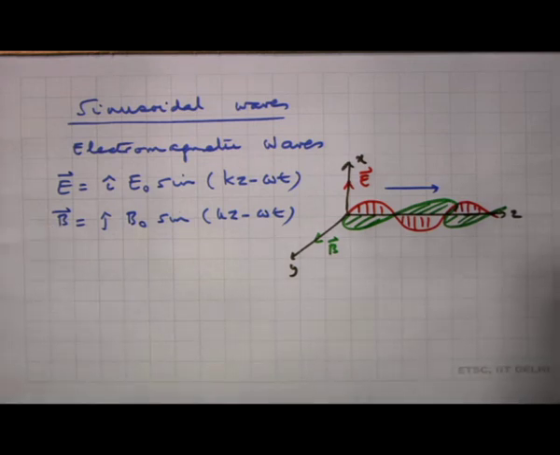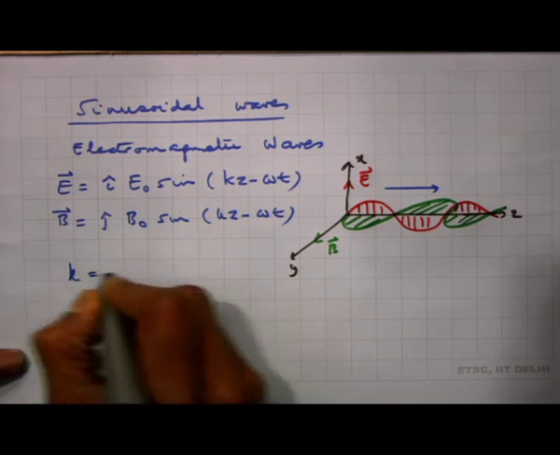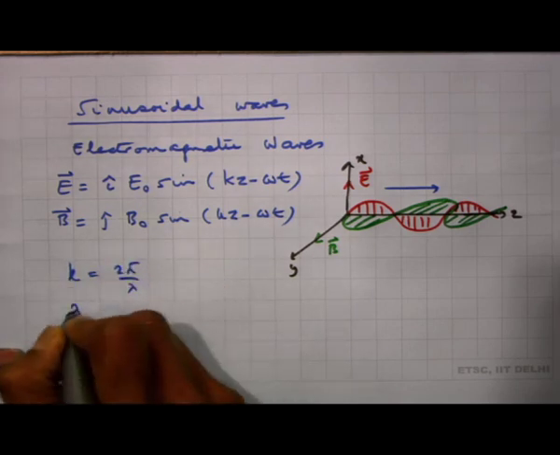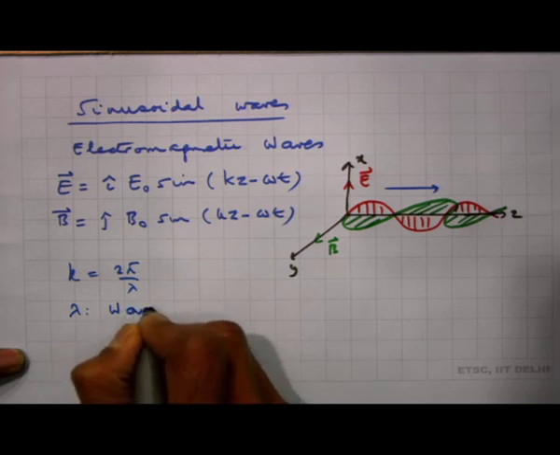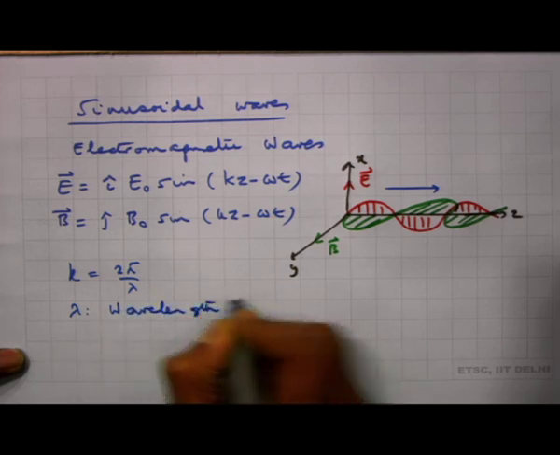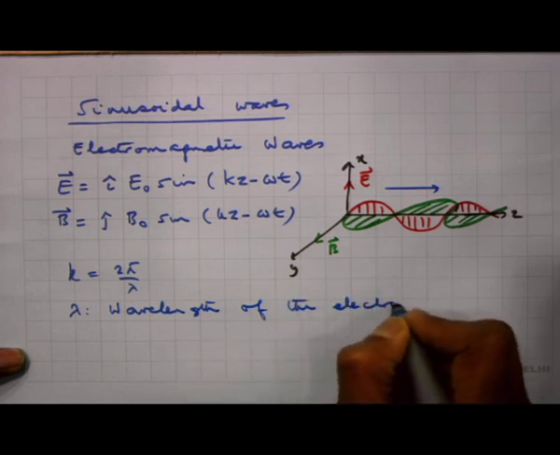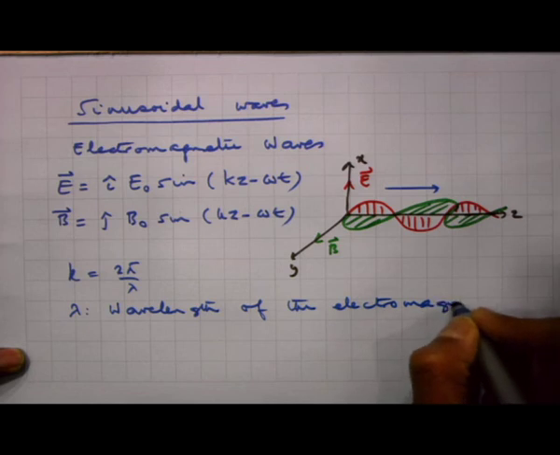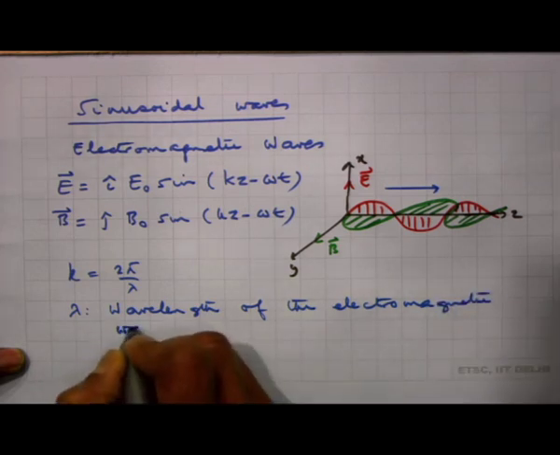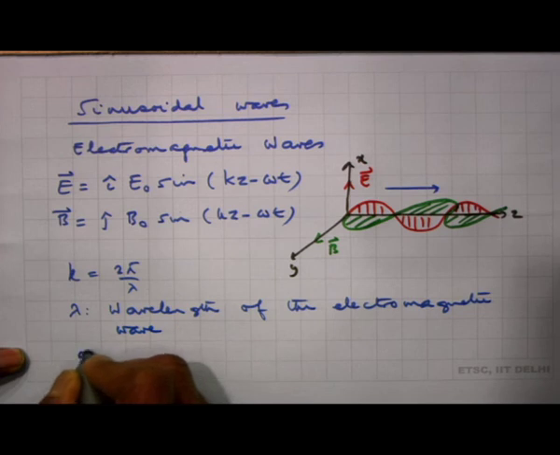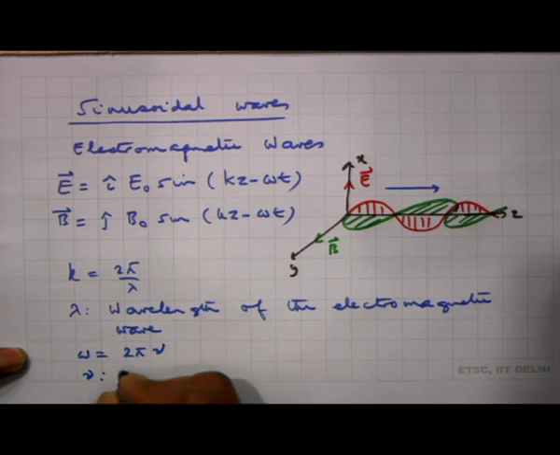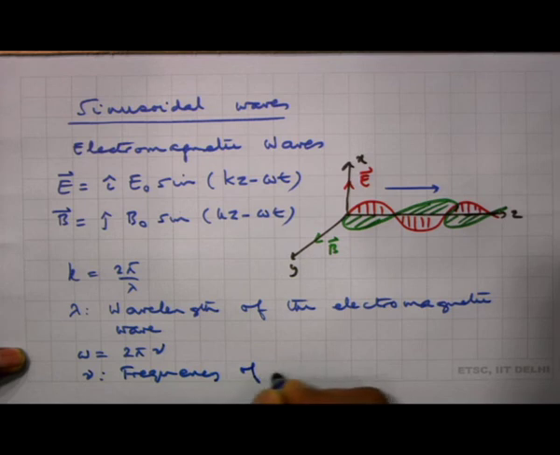So, as before, k is equal to 2 pi by lambda, where lambda is called the wavelength of the electromagnetic wave, and omega is equal to 2 pi nu, where nu is called the frequency of the electromagnetic wave.